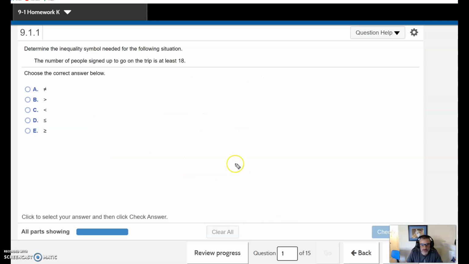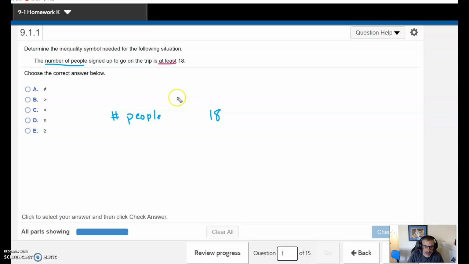It says the number of people signed up to go on a trip is at least 18. So again, remember, we read from left to right. So we have the number of people, that's on the left-hand side. So I'm going to write hashtag people. That means number of people is at least 18. So we need to figure out this at least part. Whatever this number is, it has to be at least 18. So could it be 10? No, because that's not at least 18, right? Could it be 18? It could.